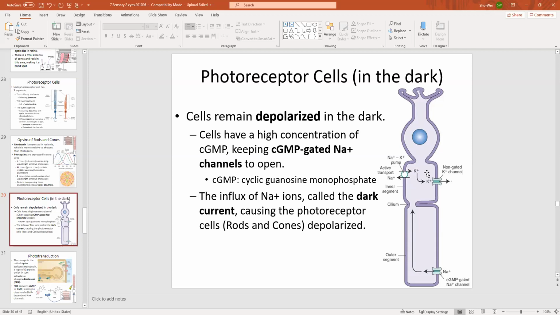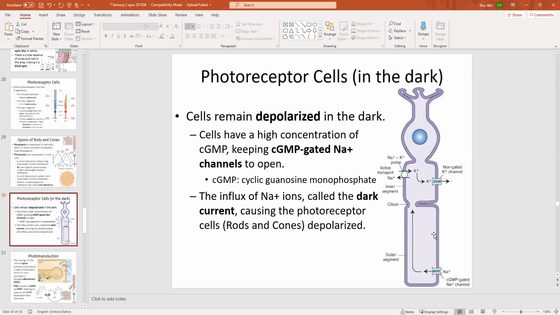What's new with this photoreceptor is that it has this cGMP-gated sodium channel. So this is a ligand-gated sodium channel. The cell contains a lot of cGMP, so these channels keep open. When nothing is happening in the dark, this channel is open. Sodium comes in because inside there is less sodium, and inside is negative. This positively charged sodium will flow in, diffuse in. When it diffuses in, it makes the membrane potential become positive, to become depolarized.